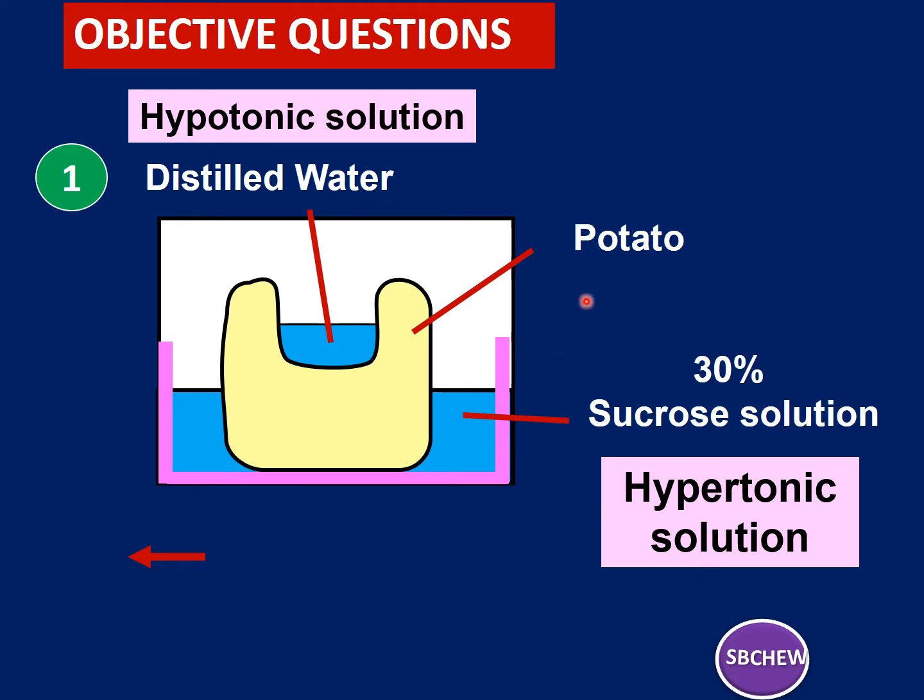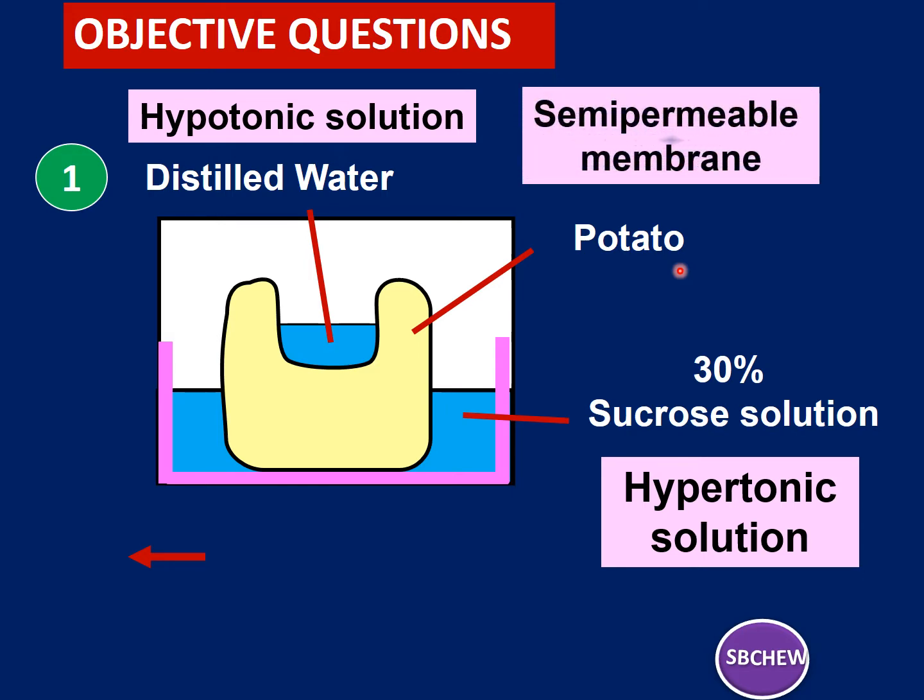Then the potato has another part that's involved in osmosis, and that's the semi-permeable membranes. The potato contains a lot of potato cells, and each one has the plasma membrane, which is the semi-permeable membrane. Now you're ready to answer the question. According to the osmosis rule, water always diffuses by osmosis from the hypotonic solution to the hypertonic solution, from the more dilute solution to the more concentrated solution.